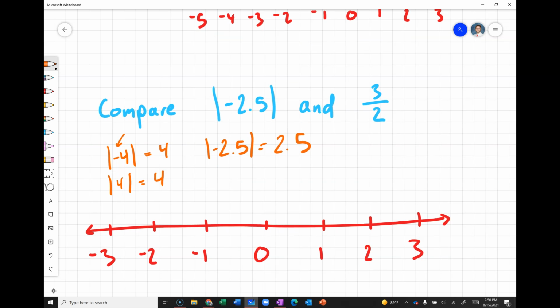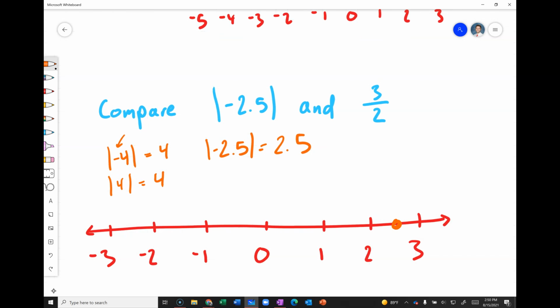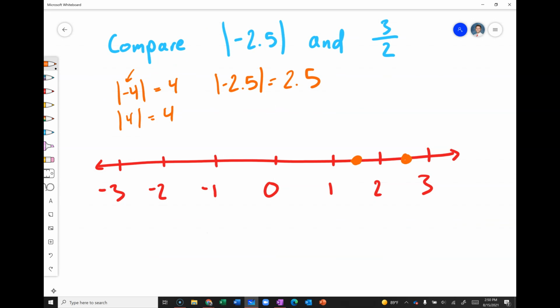So we can plot that on our number line here. And then 3 halves, we know that 3 halves is equal to 1.5. And that would go here on our number line. So if we were to compare the absolute value of negative 2.5 and 3 halves, we would say that the absolute value of negative 2.5 is greater than 3 halves, because we can see that the absolute value of negative 2.5 is to the right of 3 halves on this number line.